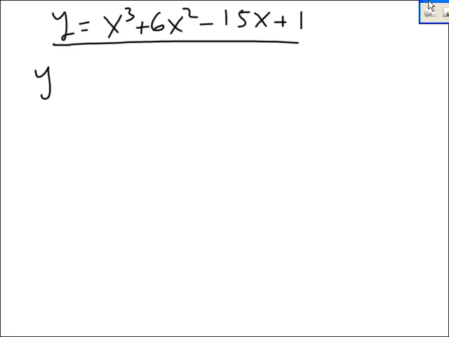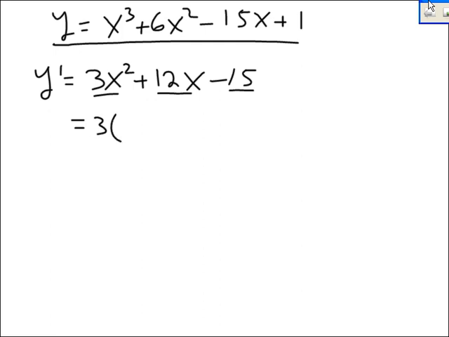So first we take the derivative. We get 3x squared plus 12x minus 15. And the number 3 goes into 3, 12, and 15. Hence, I can factor out 3. We get x squared. 3 times 4 is 12, times x is 12x. 3 times minus 5 is negative 15.